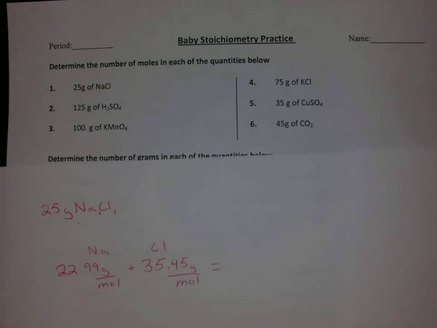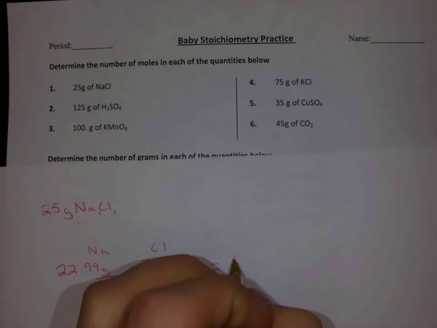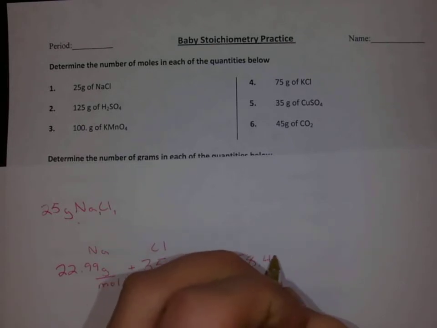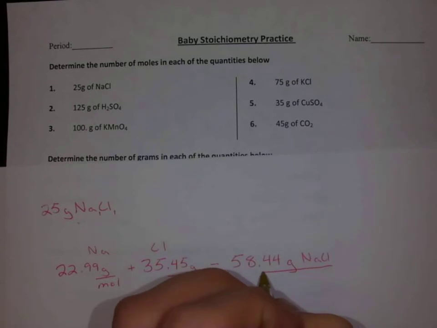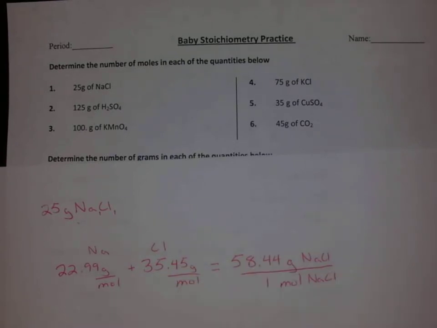So when I add those two together, 22.99 plus 35.45, I get 58.44 grams of NaCl per 1 mole of NaCl. So if I have calculated here my molar mass of NaCl, now I can convert between grams of NaCl and moles of NaCl.